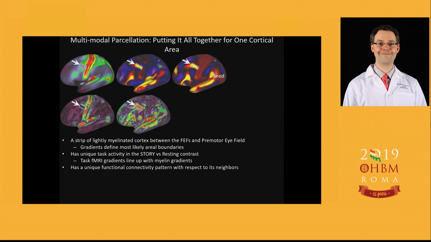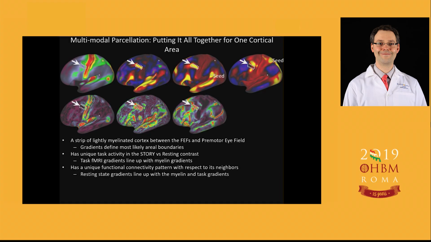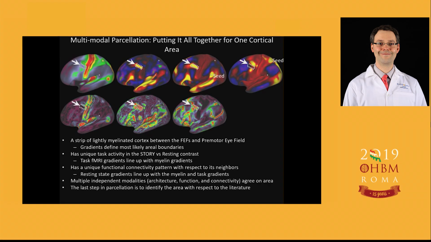If you put a seed here in the perisylvian region, we can see we've got selective connectivity to that area, not its neighbors. But if we put a different seed up in the intraparietal sulcus, where this myelin hotspot is, we've got connectivity to the two eye fields, but not to 55B. And so, as you saw in the previous slide, we've got strong gradients around this area. So multiple independent modalities, architecture, function, and connectivity are all agreeing on an area.